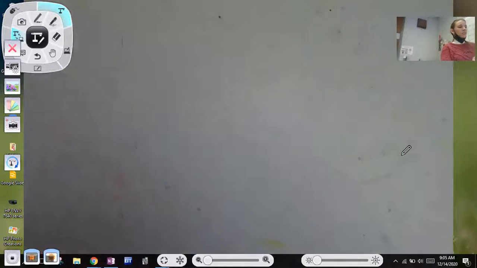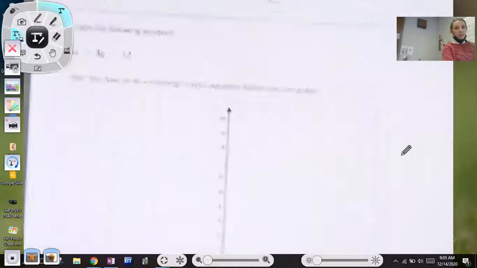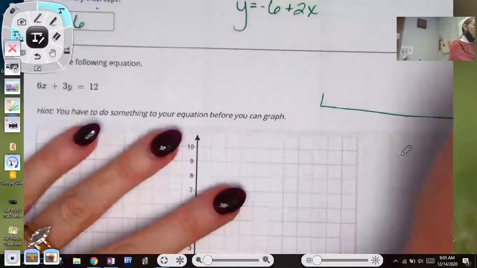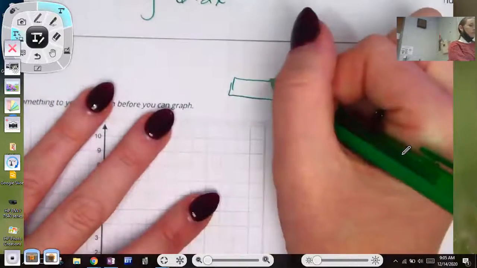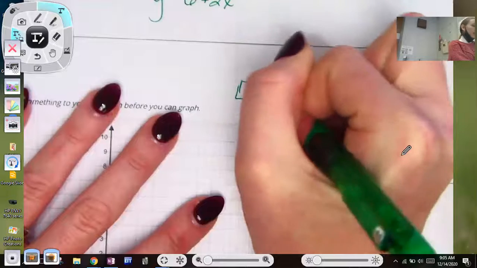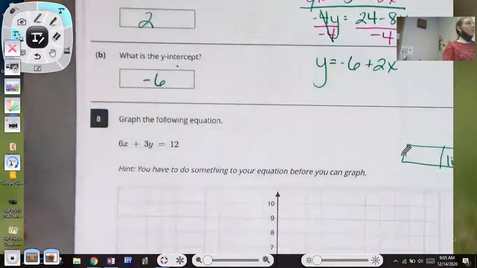Next, it says graph the following equation. Now, when you're graphing, you have all these tools over here. One says point, something else, something else. You're going to click on the one that says line. Okay. All right. It wants us just to graph the equation.